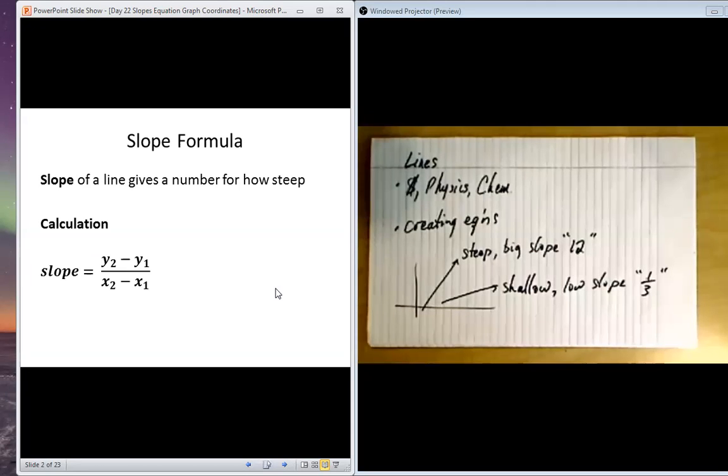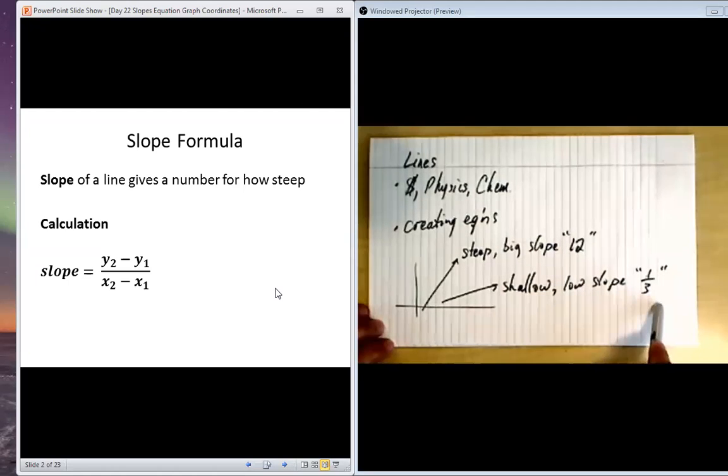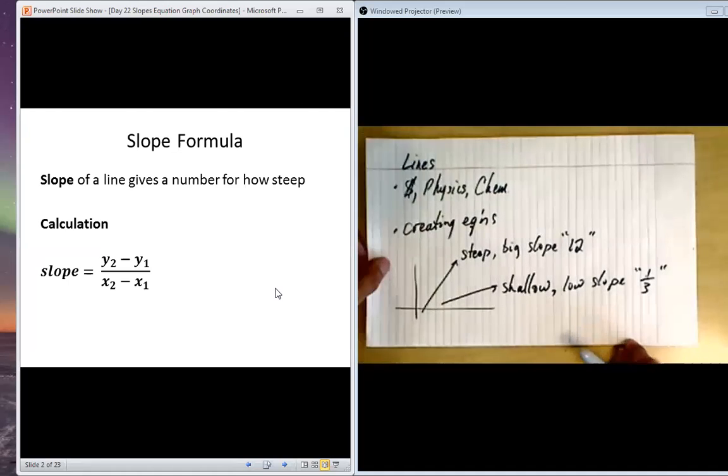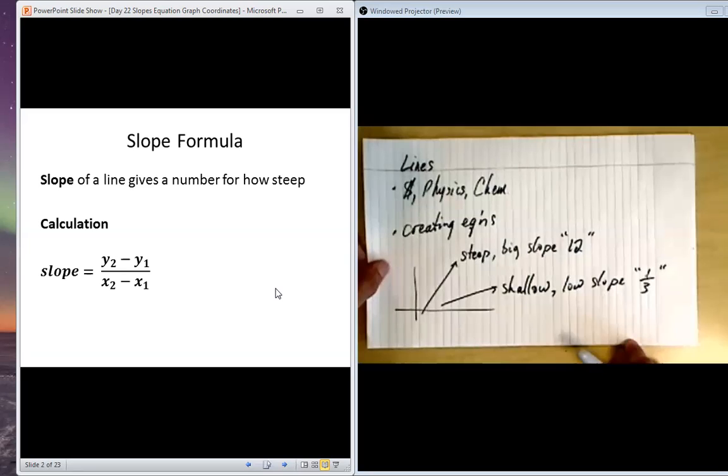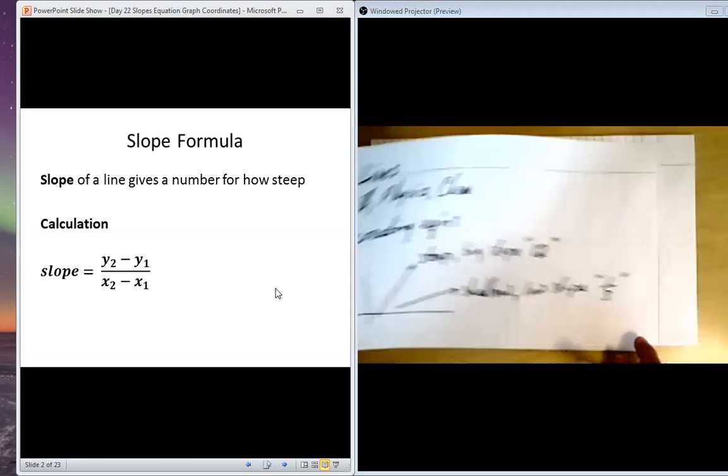To get these numbers, this is what we're going to focus on for the next little bit, is this equation here. This equation helps get the number, helps get the 12, helps get the 1/3. You gotta know what those x1, y1, x2, y2 are. Has everyone seen those symbols before? Yeah? Okay. Nice.